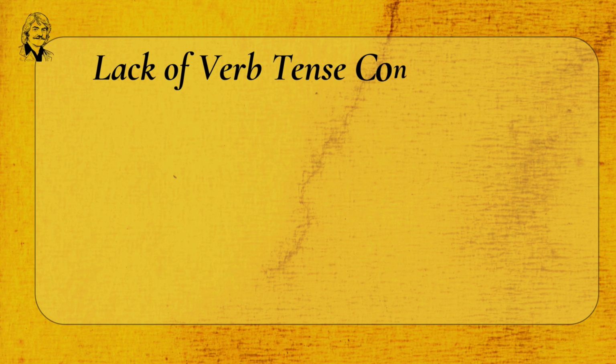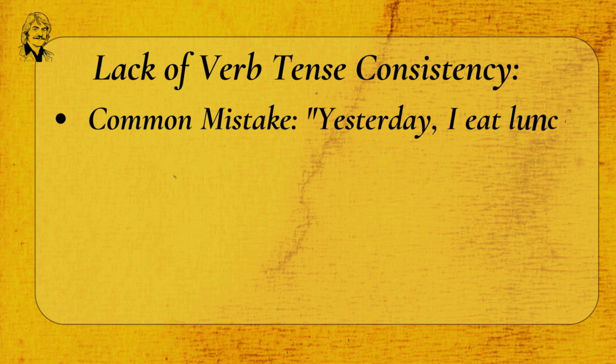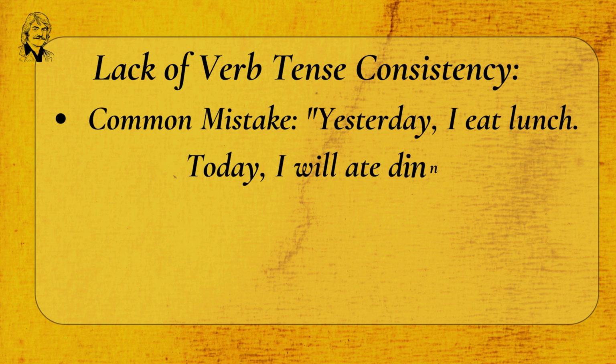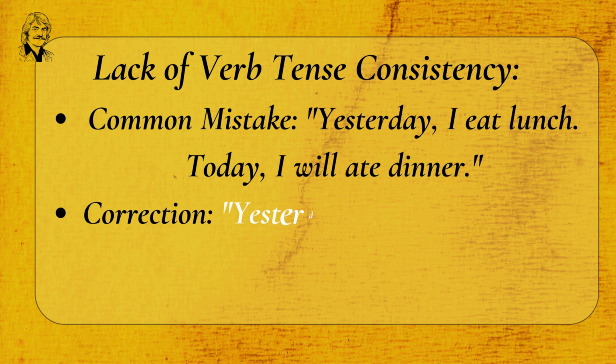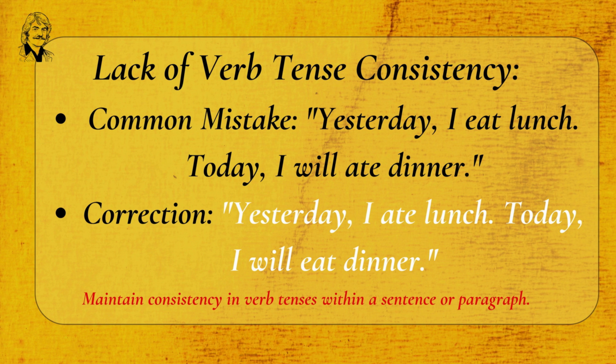Lack of verb tense consistency. Common mistake: Yesterday, I eat lunch. Today, I will eat dinner. Correction: Yesterday, I ate lunch. Today, I will eat dinner. Maintain consistency in verb tenses within a sentence or paragraph.